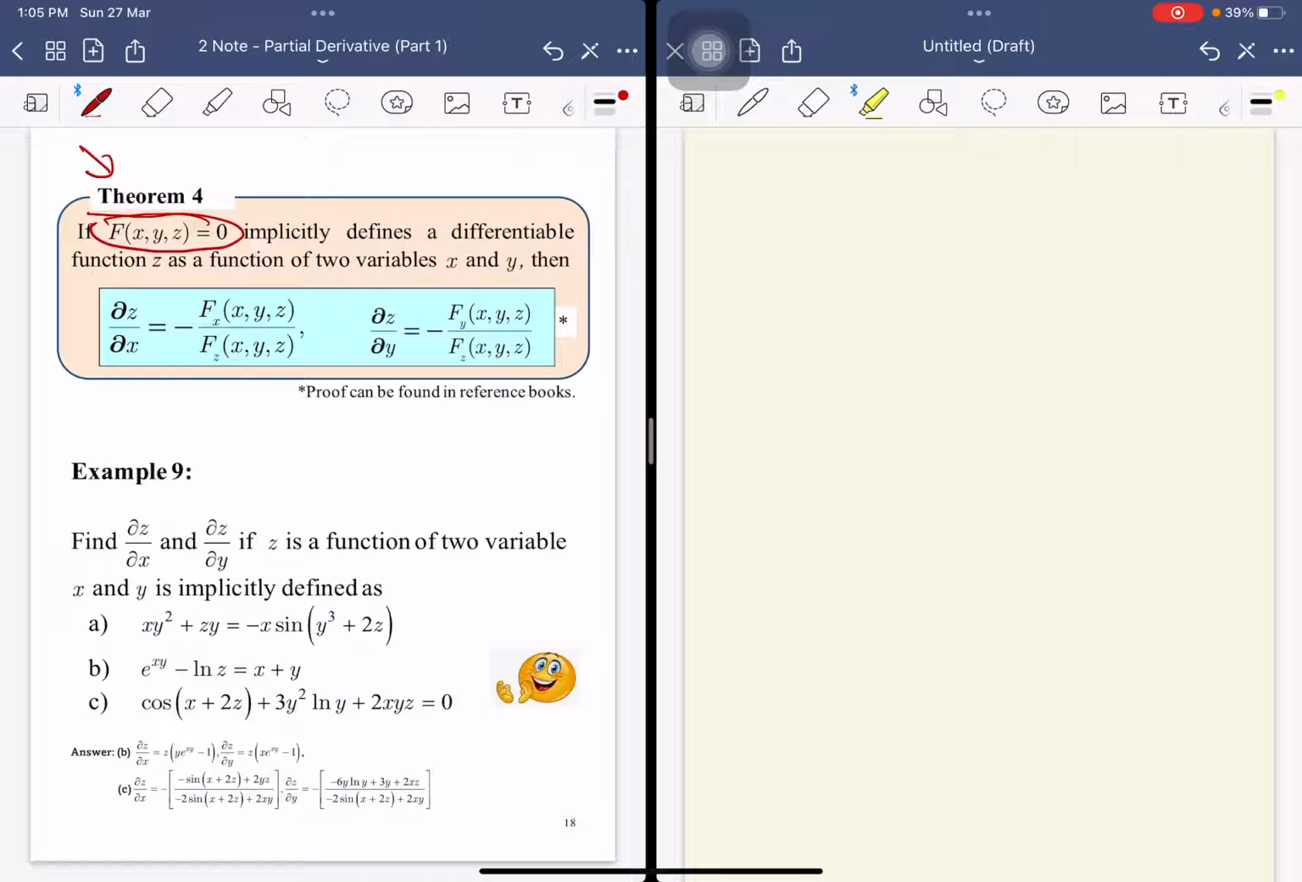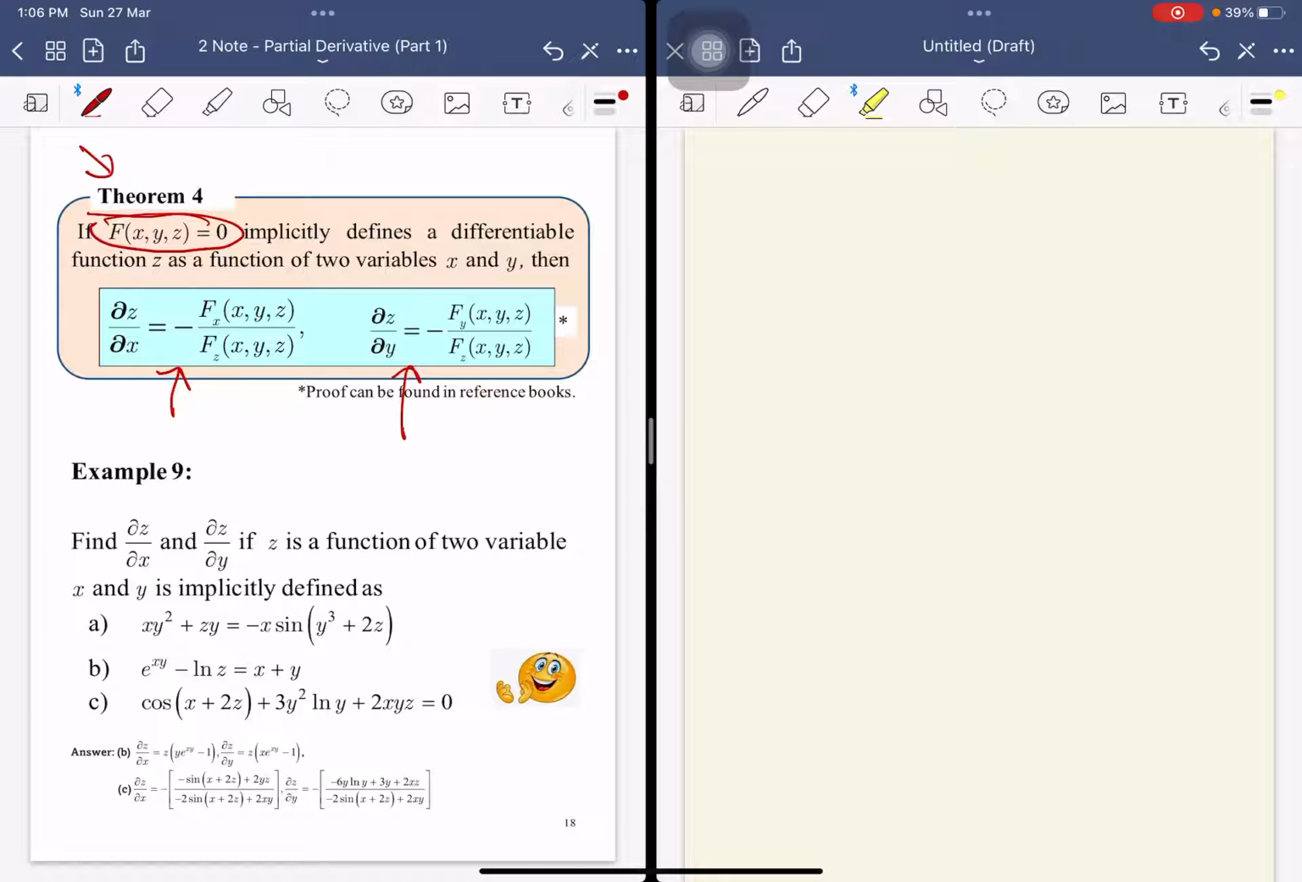multivariable function, you rearrange the terms by making all the terms equal to 0, and then you find the partial derivative with respect to x, with respect to y, and with respect to z. Since we are dealing with a multivariable function, we're going to have this formula. So let's take a look at example 9.